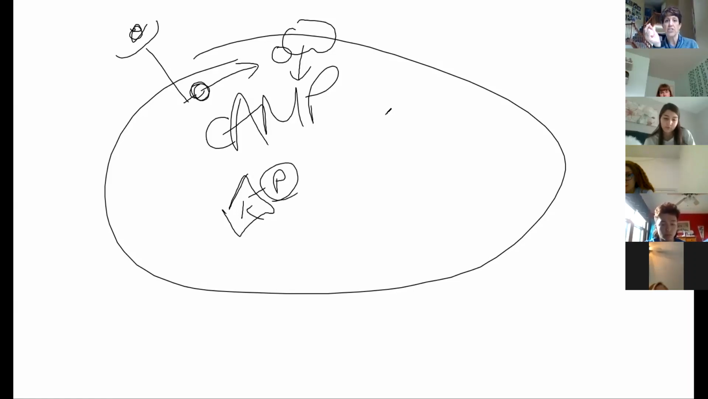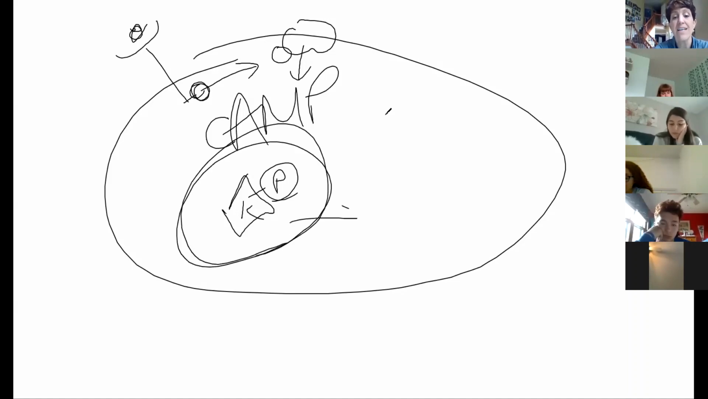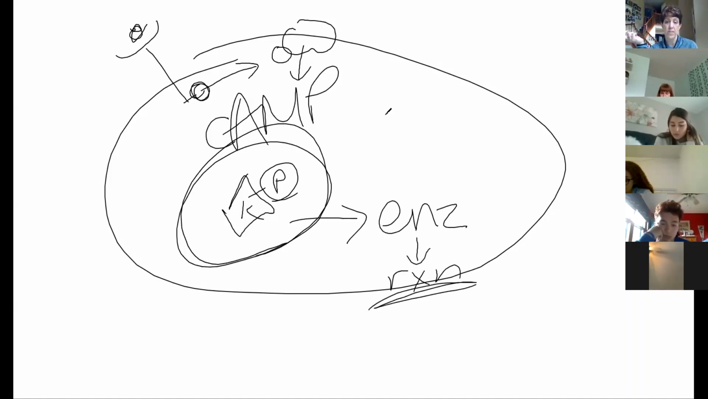So a phosphorylation cascade means multiple kinases get turned on, sort of like dominoes. You get turned on, you get turned on, you get turned on. And the way they're turned on is by adding a phosphate group to them. So when they have a phosphate group, they are phosphorylated and they are active. And then that activated kinase can go turn on an enzyme, and then an enzyme is going to catalyze a reaction, and that's your response.